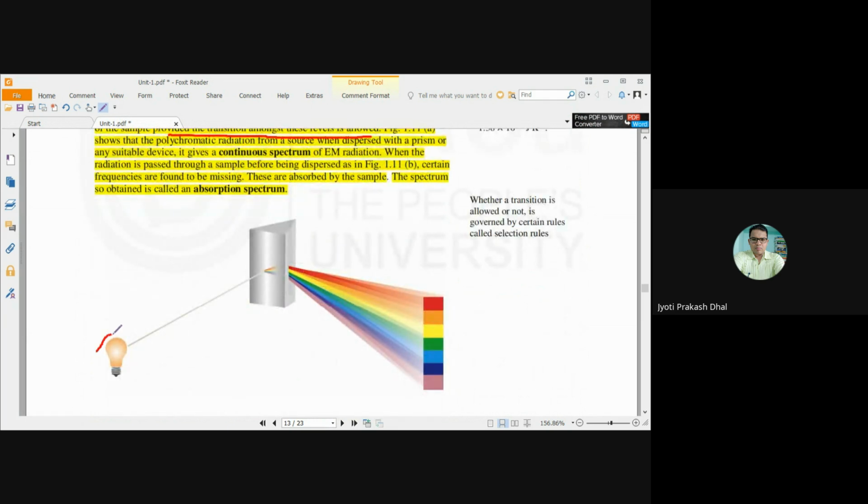Suppose this is the source of electromagnetic radiation, and it is passing through a sample of an organic compound. According to the characteristics of the molecules present, the sample will absorb one or two or some particular wavelengths of electromagnetic radiation. After passing through the sample, the electromagnetic radiation will not contain those particular wavelengths.